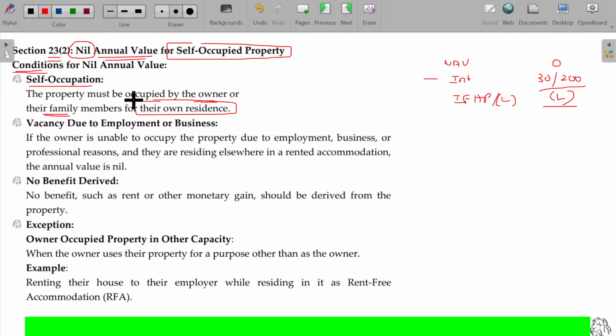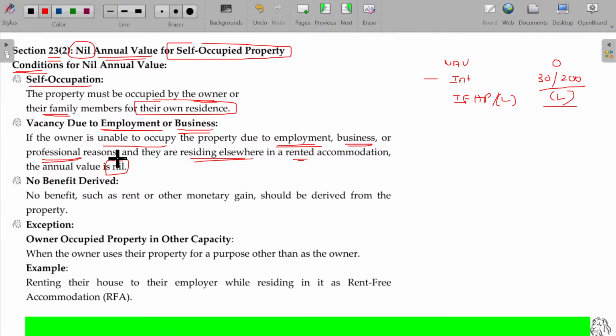Suppose you are not able to occupy it due to employment or business, and it remains vacant for the entire 12 months. Will it be considered as self-occupied? Yes, of course, it can be considered as residential purpose. If the owner is unable to occupy the property due to employment, business or professional reasons, and is residing elsewhere in rented accommodation, the annual value is nil.